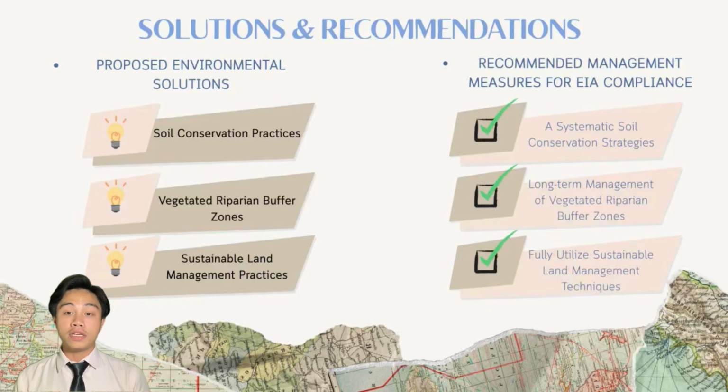Second, establishing vegetated riparian buffer zones along waterways. This acts as a natural filter, trapping sediment before it reaches river channels, while also stabilizing riverbanks and improving water quality. Third, promoting sustainable land management practices, including controlled land clearing, proper site selection, and vegetation maintenance.